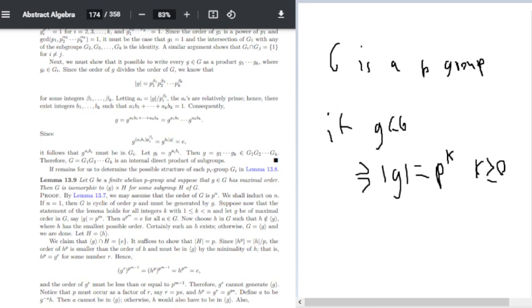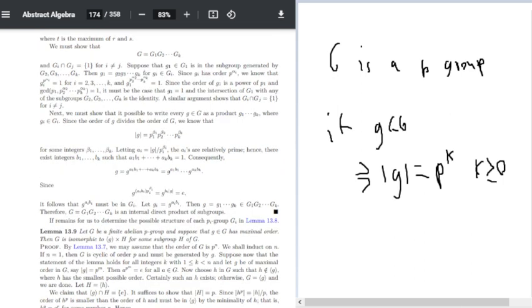Whew, I'm going to personally read that again because that was huge. So it's possible to write G as a product. Since the order of G divides the order of G, we know the order of G is equal to that, for integers b_i, letting a_i be that. The a_i are relatively prime, hence there exist integers such that we have this sum here.